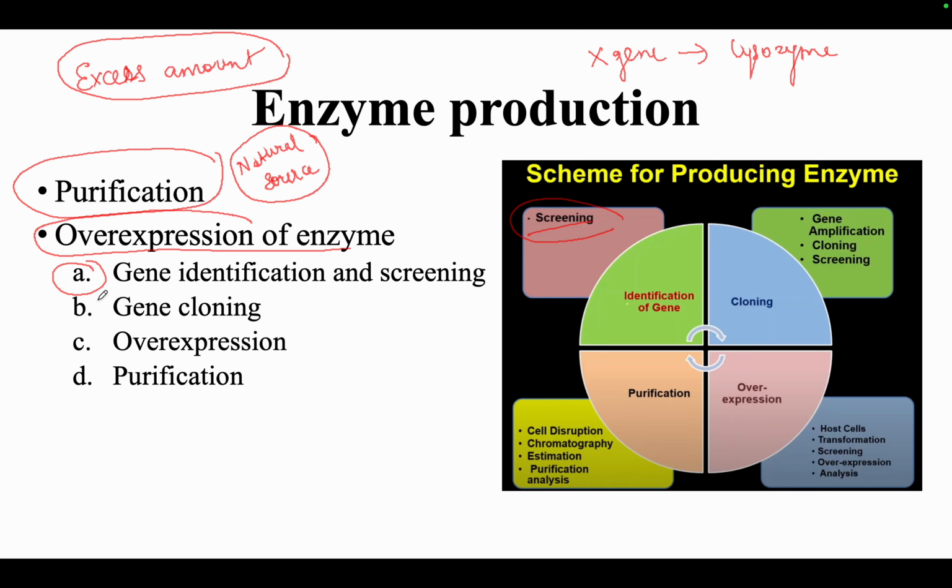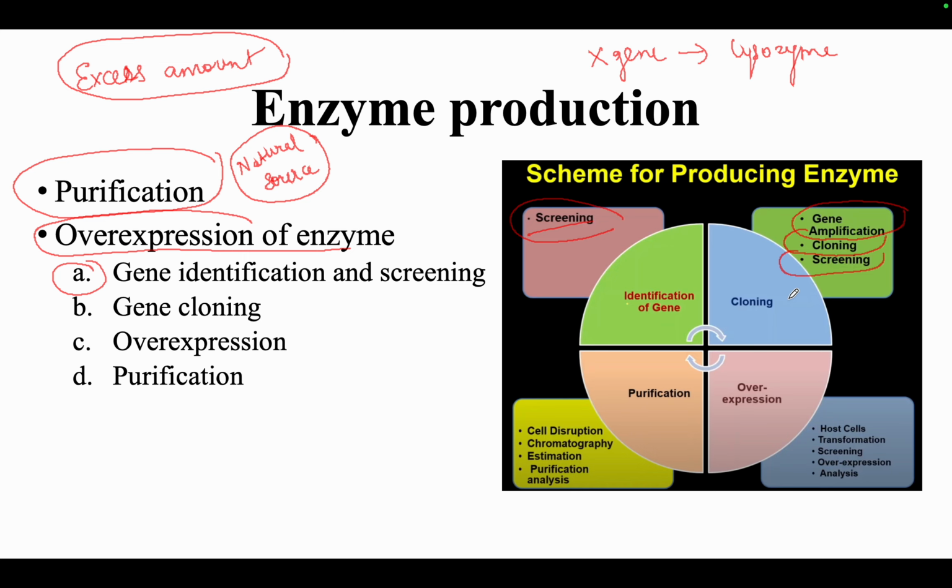Then the next step is gene cloning. Once we identify the gene, the next step is cloning, which is a very complex procedure wherein you first need to amplify the gene. We need to have a high copy number, multiple copies, and then we clone it into specific vectors. We'll study different vectors also in this class; briefly, I'll give you an outline. And then after cloning into suitable vectors, we again screen whether our gene has been inserted into that vector.